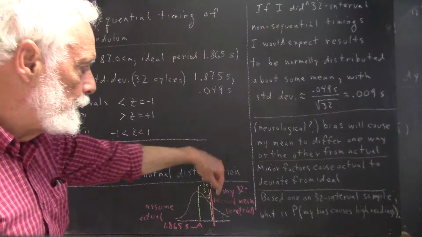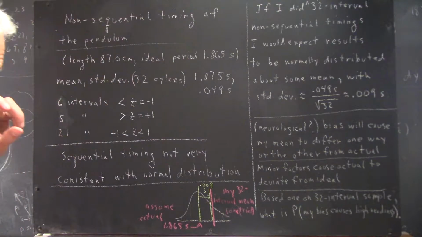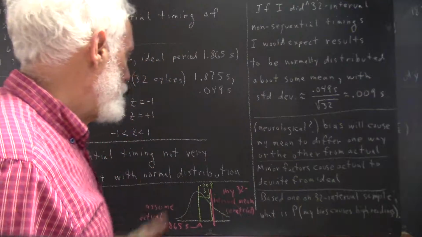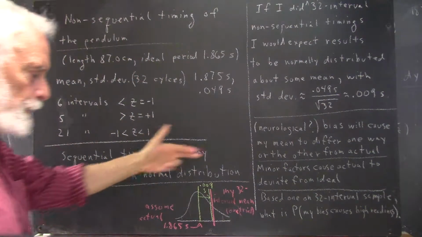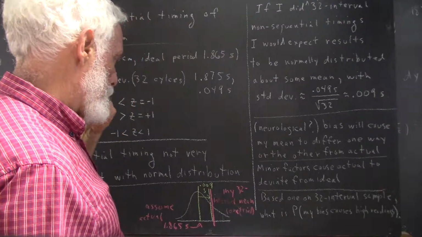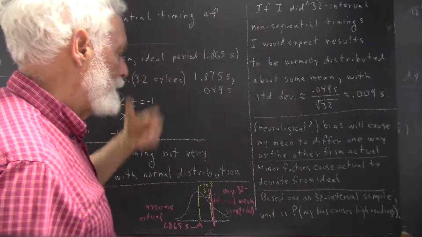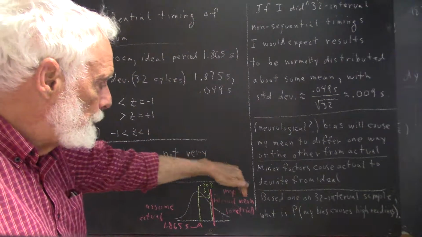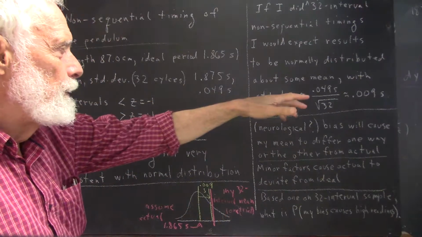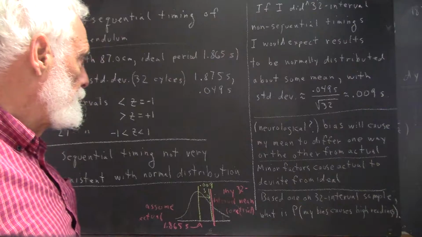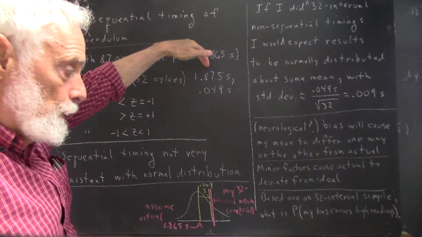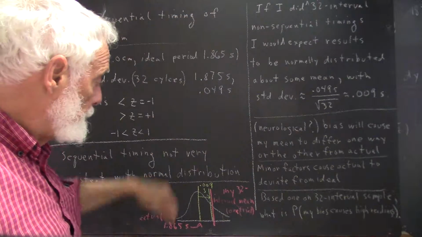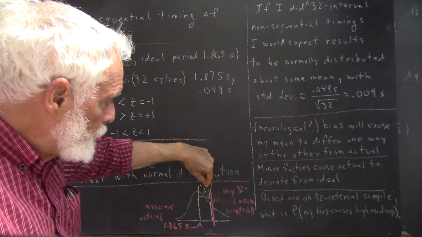Okay, so my 32 interval mean on one 32 interval trial was a little more than one standard deviation above what we might expect. My 32 interval mean appears to have a standard deviation of 0.009 seconds, and the 0.01 second deviation, not from the mean but from the actual period, appears to be a little more than one standard deviation.